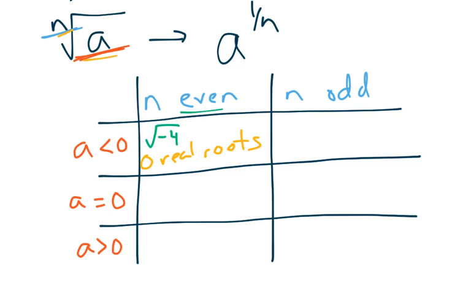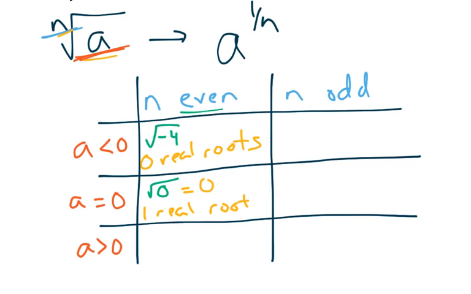Okay, so let's move on to n even, a equals 0. So we're talking about the square root of 0. If you type the square root of 0 into your calculator, you're going to get just one answer, and it's 0. So this means there is one real root. The quantity is 1. The actual answer then is 0. If it's asking how many, then the answer is 1. If it's actually looking for the root, then the answer is 0.